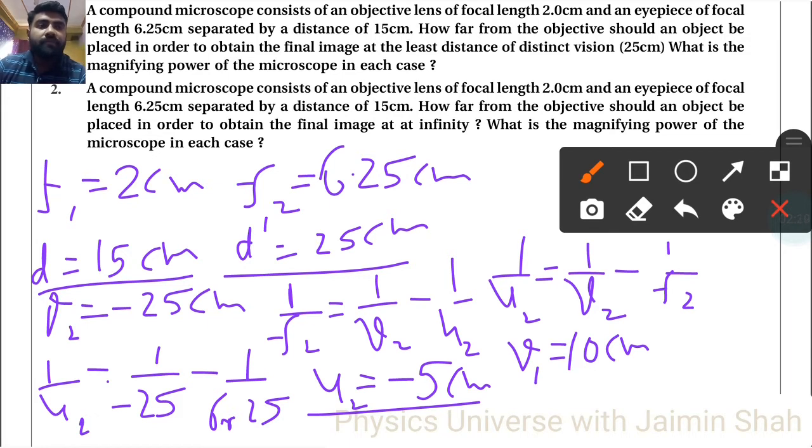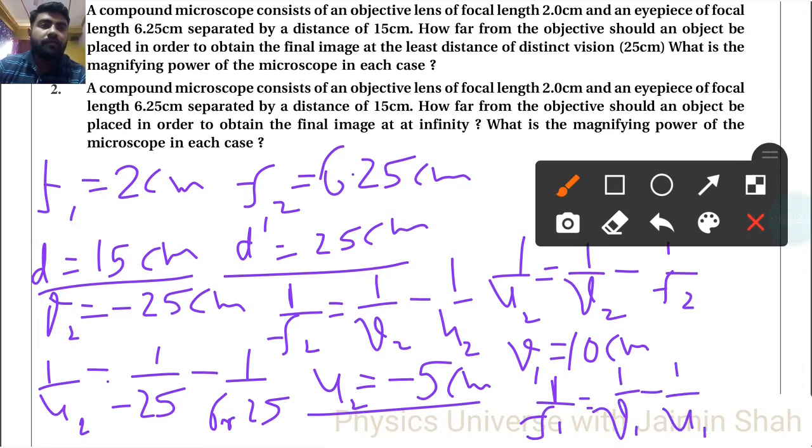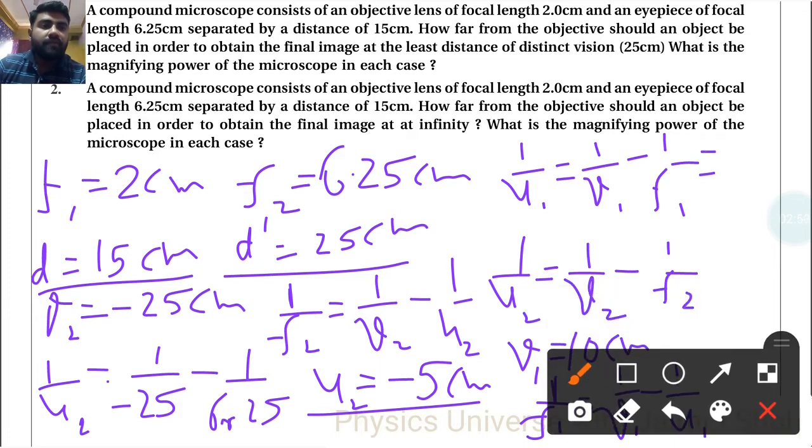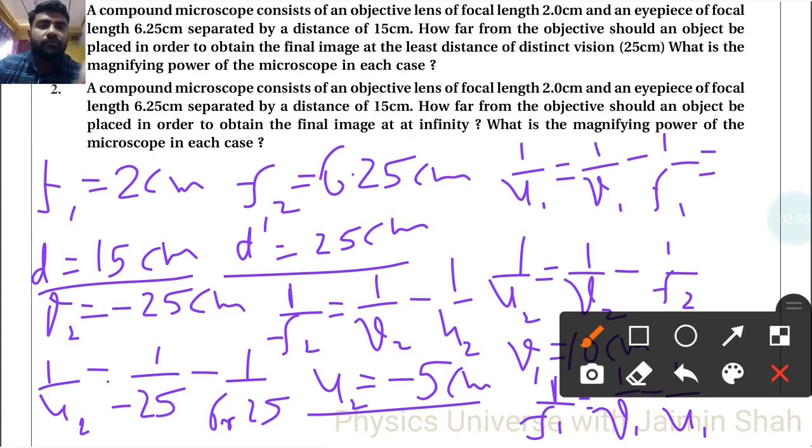So u1, again that we have to find. So again 1 upon f1 is equal to 1 upon v1 minus 1 upon u1, right? So I am finding here 1 upon u1. So 1 upon u1 is equal to 1 upon v1 minus 1 upon f1. So v1 here is 10 and f1 is 2. So 1 upon 10 minus 1 upon 2, so 0.1 minus 0.5, so 0.4, and 1 upon that answer is 2.5. So u1, we will get the final answer, is 2.5.